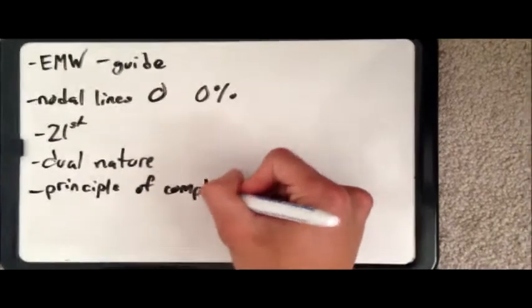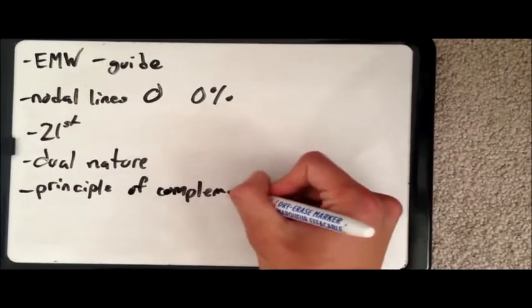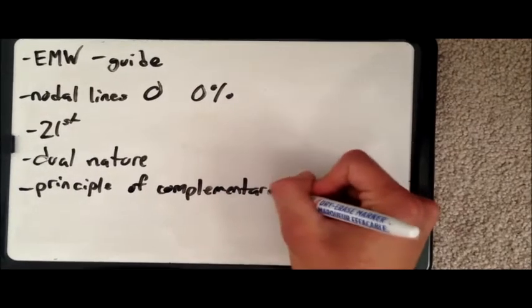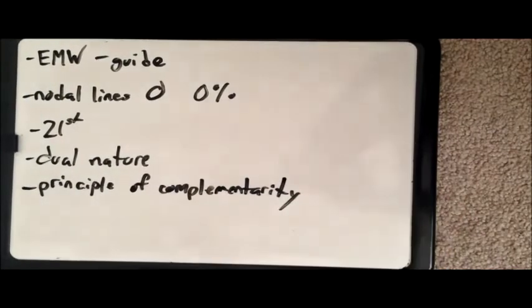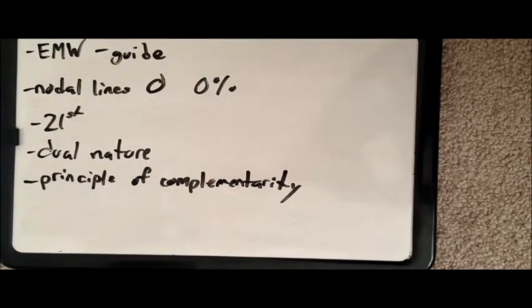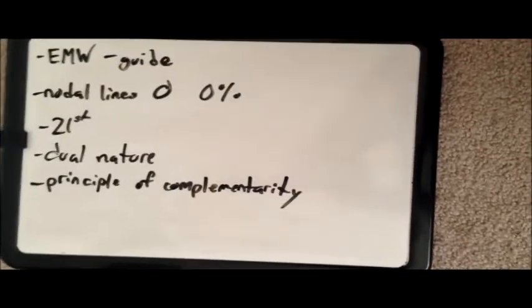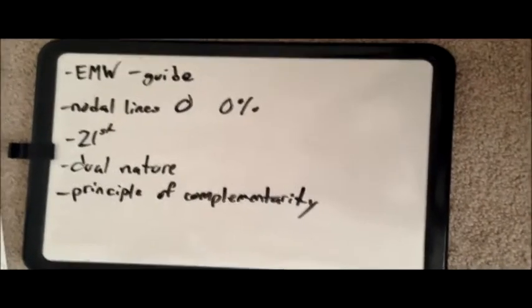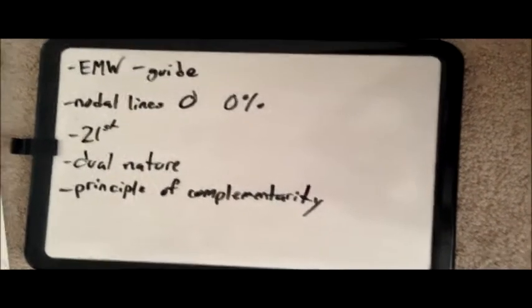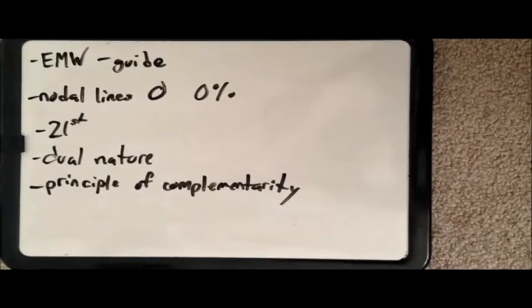of complementarity. What this long term, principle of complementarity, basically means is that to understand a specific experiment, we can't use both theories, the wave theory and particle theory, at the same time. We can only use one at a time.